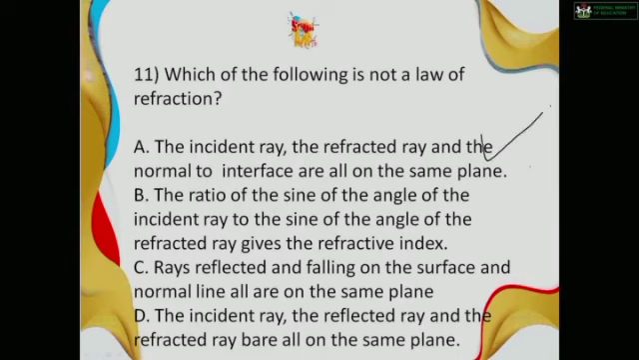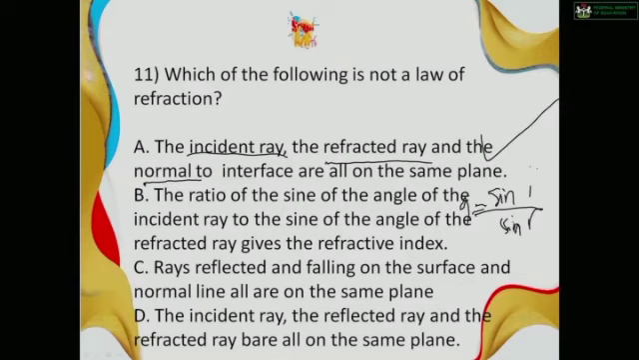Option A is correct because the incident ray, the refracted ray, and the normal to the interface are all on the same plane. That is correct. The sine of the angle of incidence over the sine of the angle of the refracted ray gives the refractive index. Sine i over sine r is equal to n, which is your refractive index.